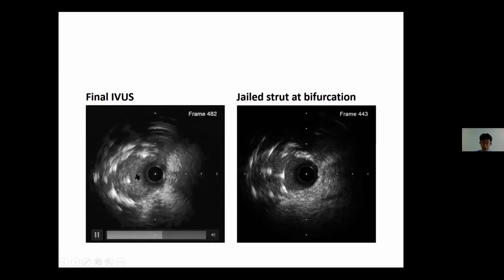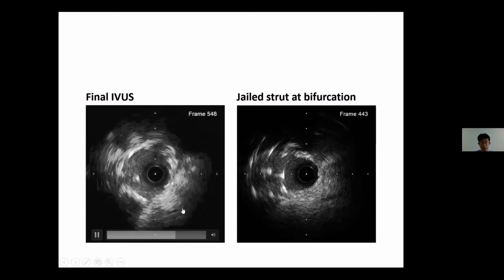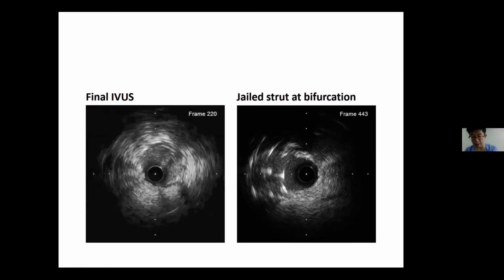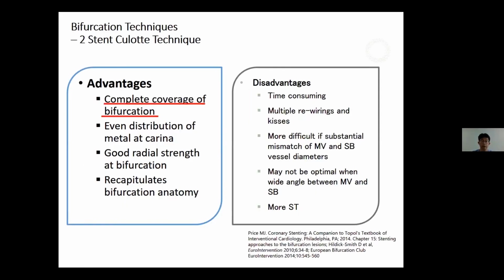Here is the Z strut. The Z strut is a risk for adverse events. I strongly recommend this: two-stent Culotte technique's advantage is complete coverage of the bifurcation. But the disadvantage is that it is time-consuming, and multiple rewiring is the key. And the cross point is very important. But this case is not a good case.